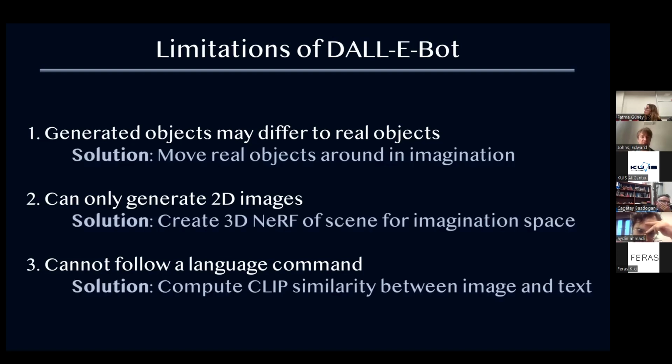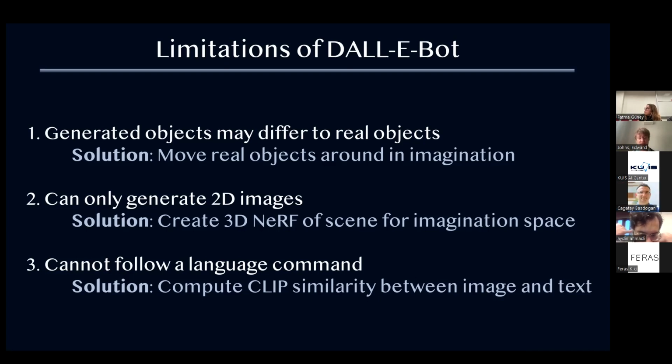So we have some solutions to these. Solution to problem one is that we're actually going to move the real objects around in imagination. So rather than just generating an arbitrary object using a language description, we're going to take that real object and move that object around in imagination. To solve the issue with only generating 2D images, we're going to do this in 3D space. So we're going to create a 3D NeRF of the scene, a 3D reconstruction of the scene, and then take the real images, the real objects, and move them around within this 3D environment.